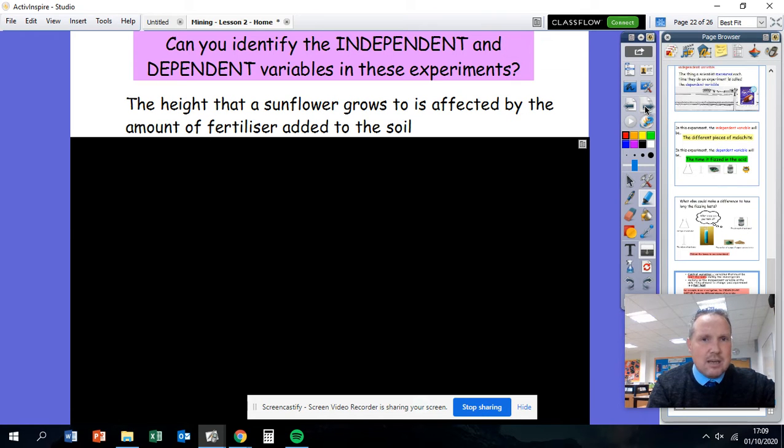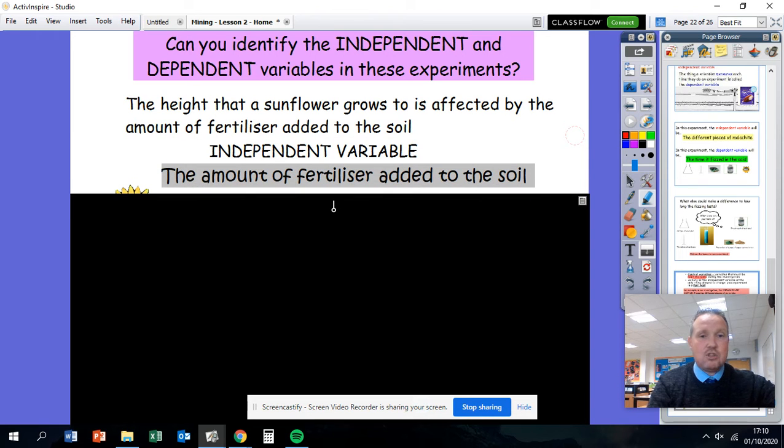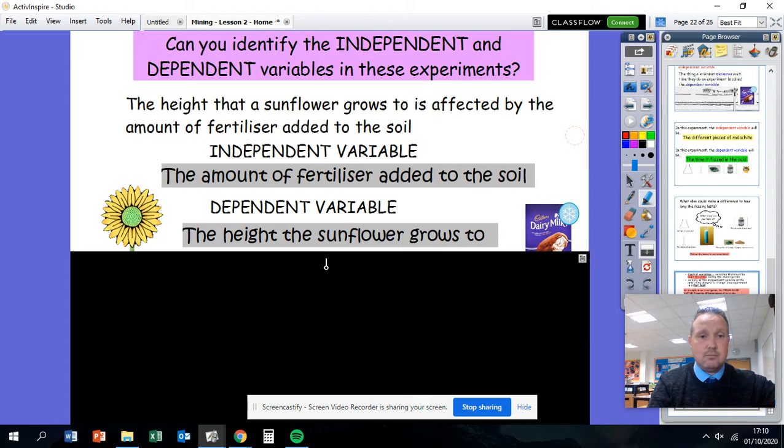So here's another example. The height that a sunflower grows is affected by the amount of fertilizer added to the soil. Let's have a think of an experiment I could do about that. Well, if I wanted to check out that, I would change the amount of fertilizer added to the soil. That could be my independent variable. I would measure the height that the sunflower grows to.